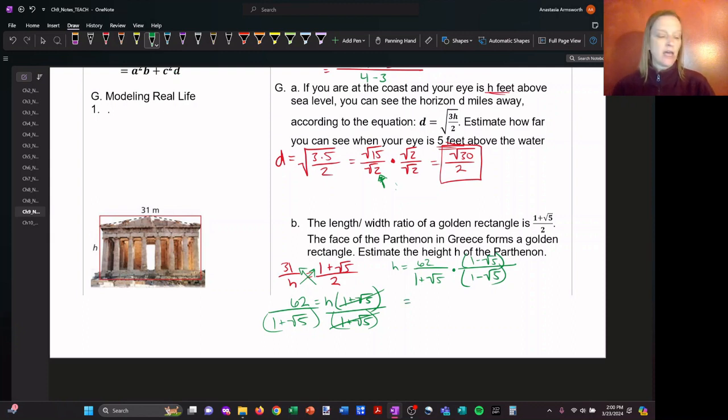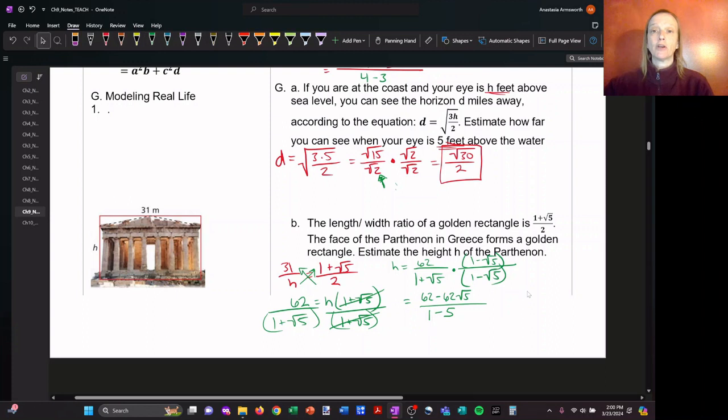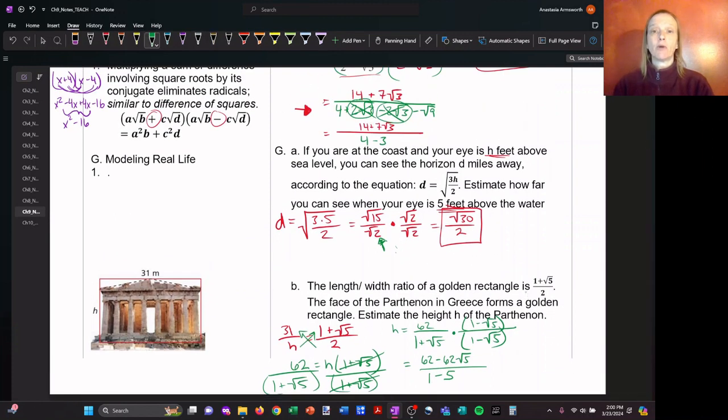And in the numerator, multiplying that out, that's going to be 62 minus 62 times the square root of 5. And in the denominator, 1 times 1 is just 1. And remember, the trick that we learned before, we're just going to square the square root of 5, which is just going to give me 5. And it's going to be a subtraction sign between them. If you prefer to do this the way we did above, where you show every step in the FOIL multiplication process, you can.